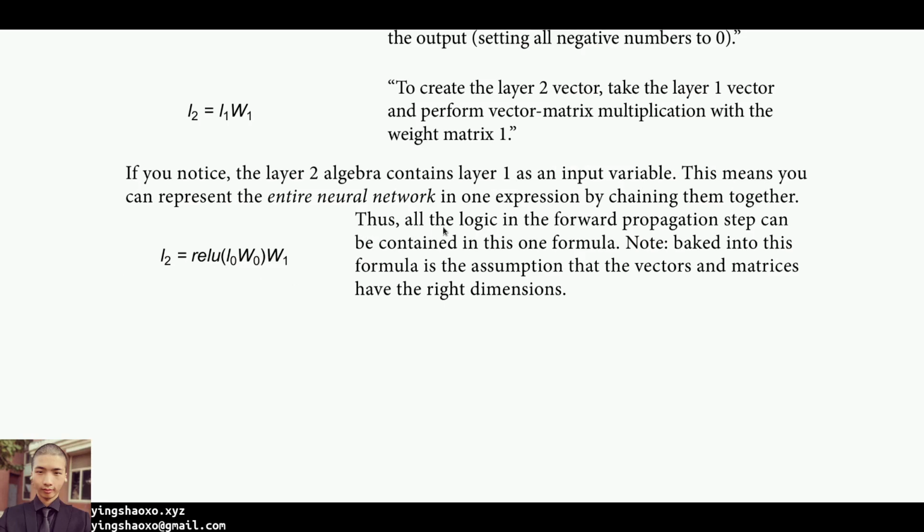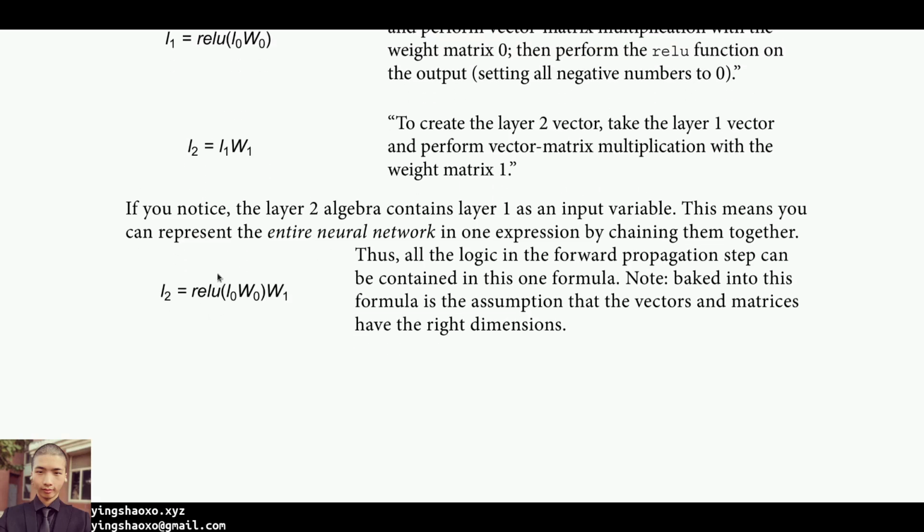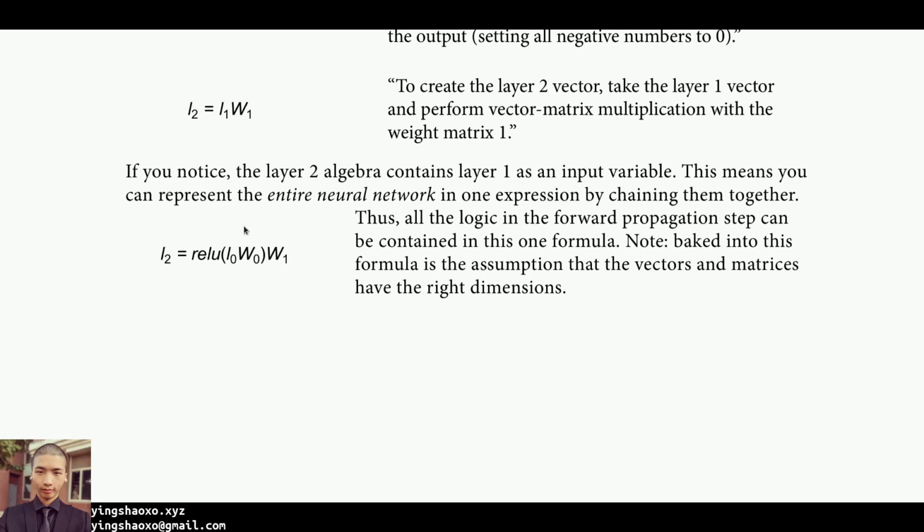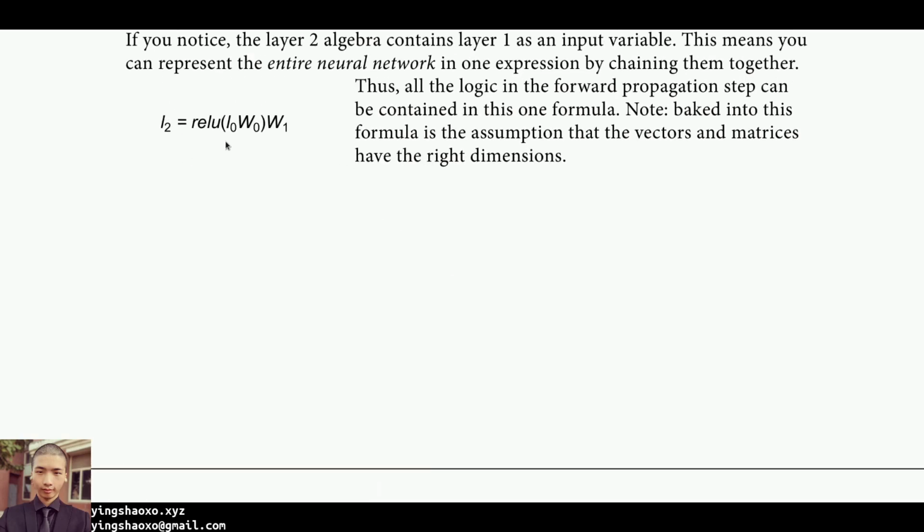Thus, all the logic in the forward propagation step can be contained in this one formula. Note, baked into this formula is the assumption that the vectors and matrices have the right dimensions. Okay, that's cool. So how do you get the layer 2? It is simple. First, we calculate the multiplication based on the layer 0 and weight 0. Then we give it to an activation function, and we do another multiplication with the W1. That's how we get the layer 2.